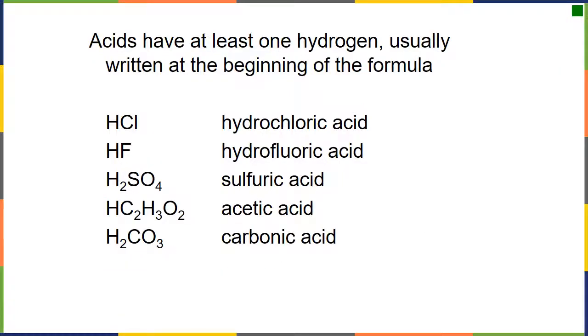How do we spot acids? Acids frequently have hydrogens in the beginning of them. Organic acids we write a little differently, but right now we're going to look for a hydrogen in front. And at the end, we're going to use the word acid.